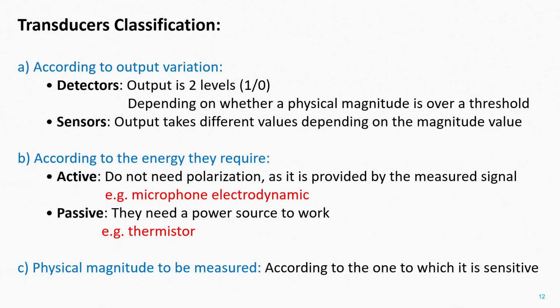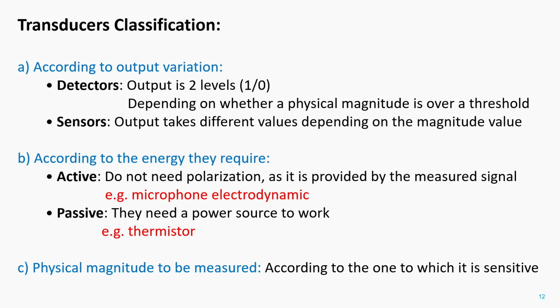We can now present transducer classifications according to different topics. Firstly, we can organize them depending on the type of output variation they give. The detector normally just gives two values, 0 or 1, depending on whether the physical magnitude that it is measuring goes over or below a threshold. The sensor, nevertheless, gives as output different values depending on that physical magnitude that it is measuring.